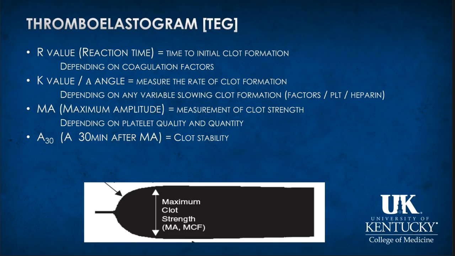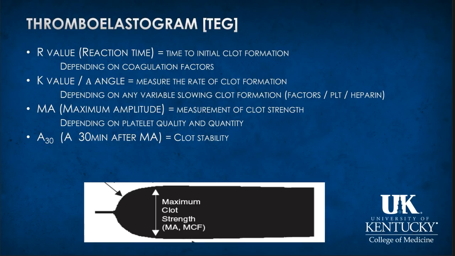by those different numbers. The R value, the K value, which can also be expressed as the alpha angle, then maximum amplitude, and then maximum amplitude after 30 minutes. And the information you get is like, the R value is the reaction time, the time to when the clot starts forming. So it tells you a little bit about how many coagulation factors are in there and how willingly are they interacting with each other.